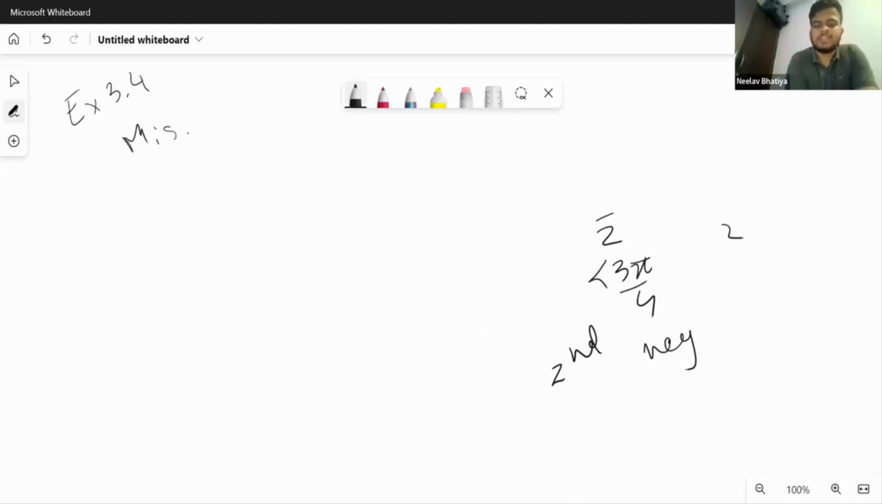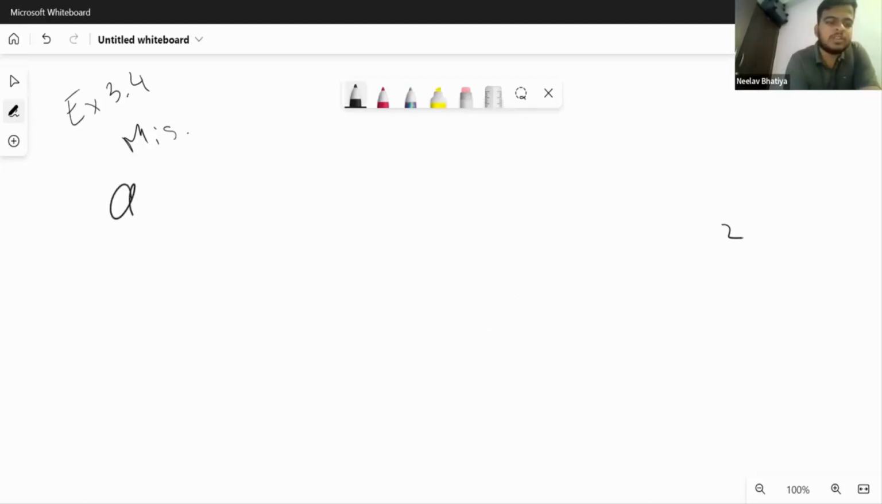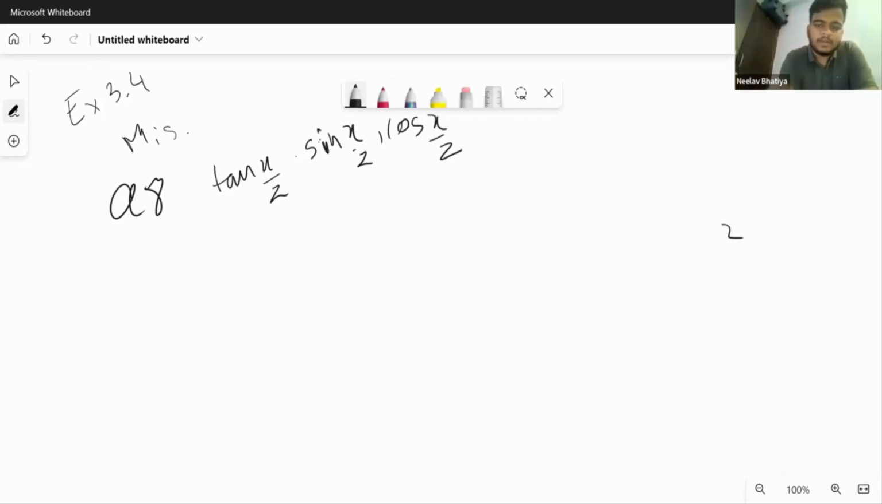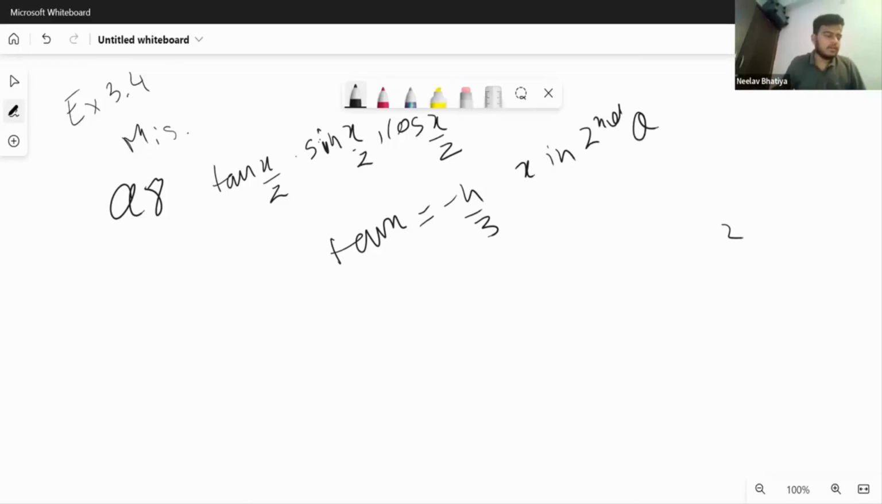Let's solve the eighth question once again because I might have misread the question. So question number 8, we need to find the value of tan x by 2, sin x by 2, and cos x by 2 in this question, right? And need to find all these values, not just tan or sin individually, correct? And tan x is given to us as minus 4 by 3, correct? X in the second quadrant, correct?